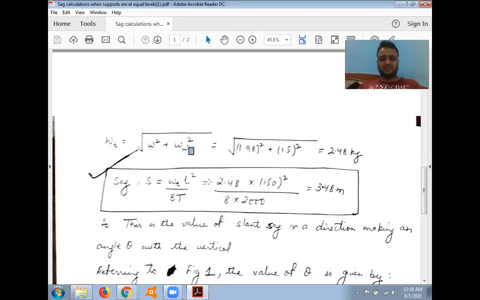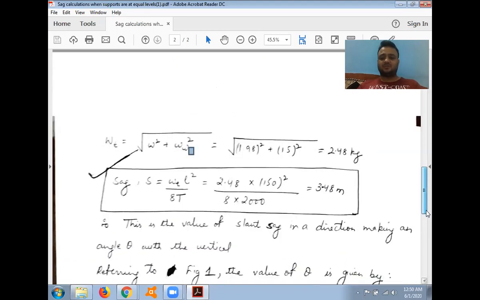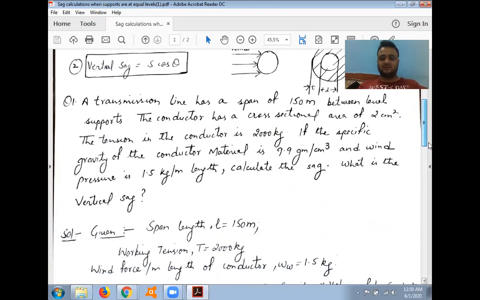Putting the values in the formula, the value of sag is 3.48 meter. But this is the slant sag. In the question, it is given that you have to calculate the sag. This is the slant sag we have calculated just now. In the next step, we have to calculate the vertical sag also.